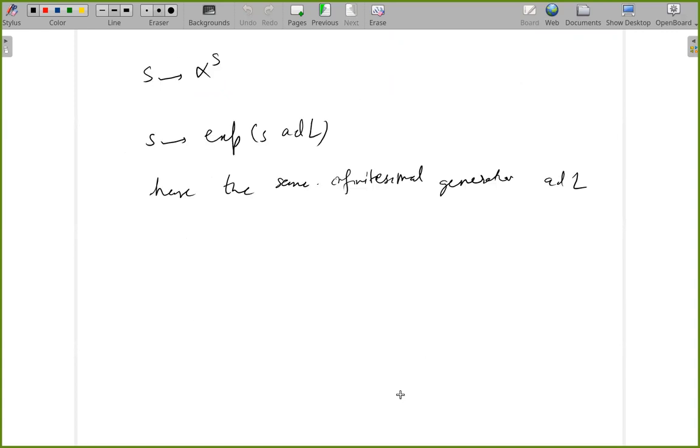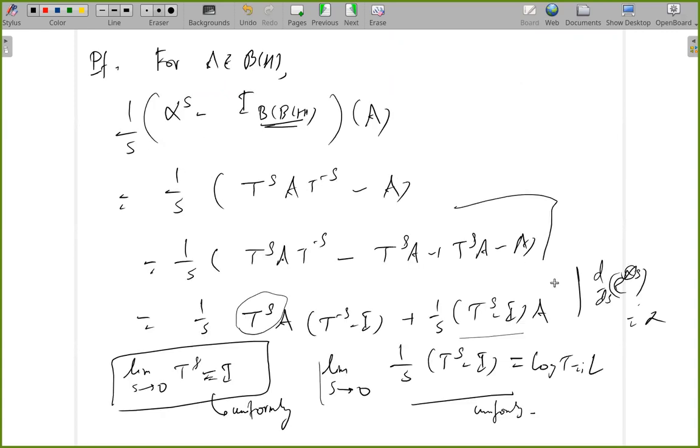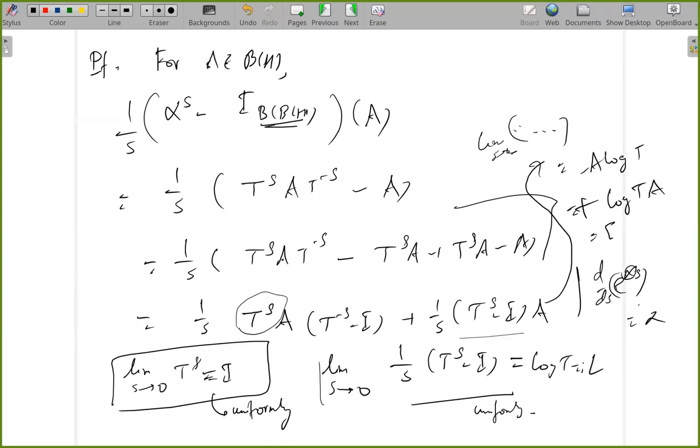So perhaps I should have finished that step. So maybe I will do that here. So the limit of s going to 0 of whatever expression we have here. The first one will be a minus a log t, then plus log t a, which is the commutator of log t with a.